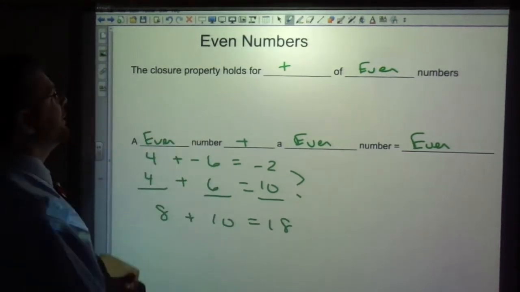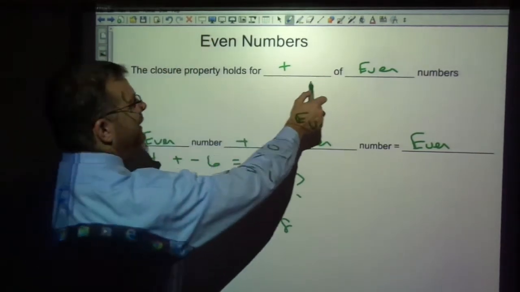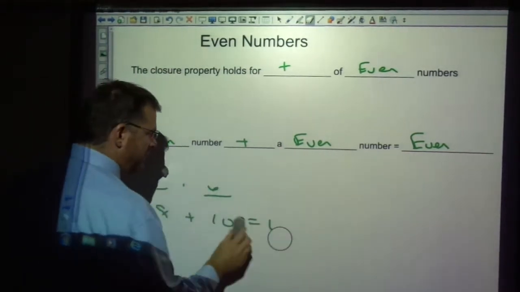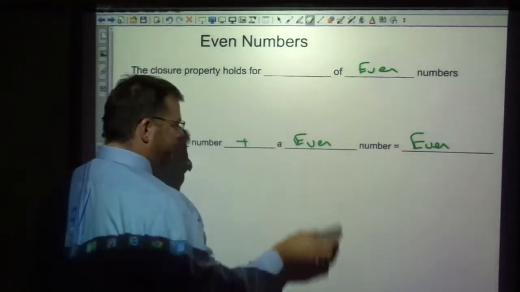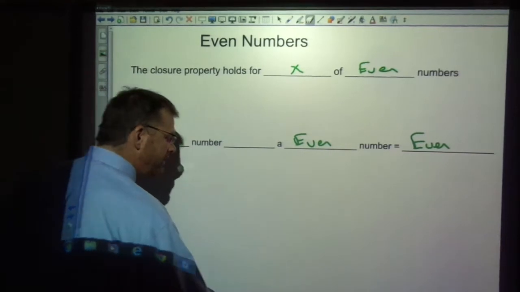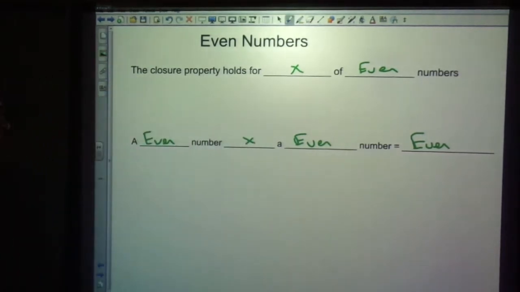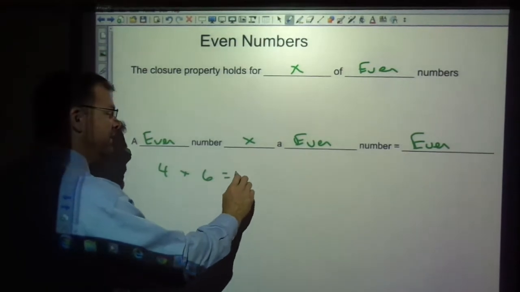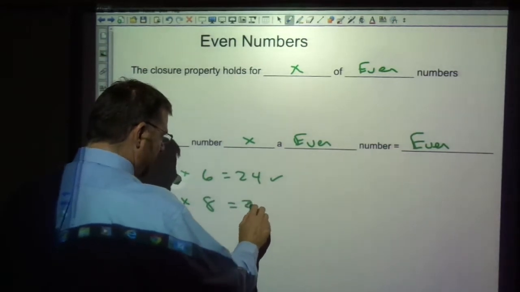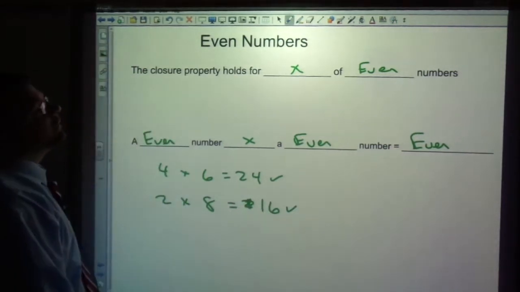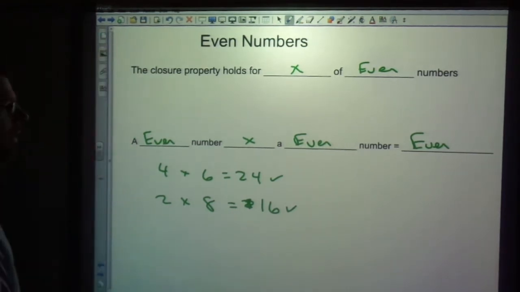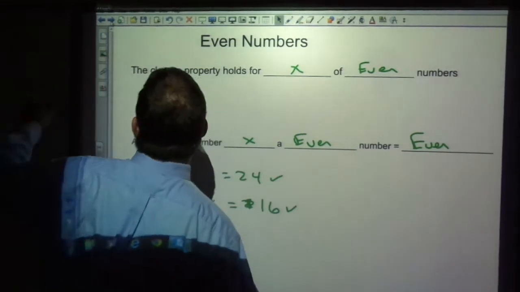So we would say, great! The closure property holds for addition of even numbers. And we can test all kinds of operations with even numbers. What about multiplying? Does that work? Is an even number times an even number still an even number? How about 4 times 6? 24, yep, that's even. How about 2 times 8? Yep, that is 16. Check. So I think the closure property holds for addition and multiplication. And we could do subtraction or division here as well and get the same kind of thing. This is how it works.